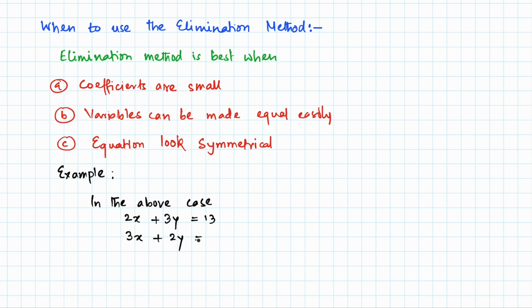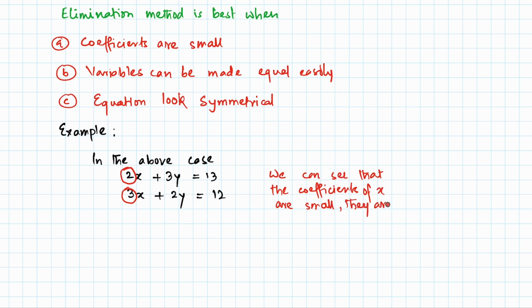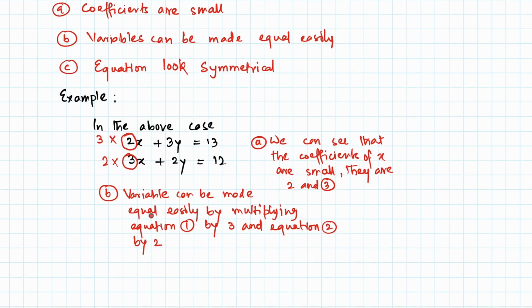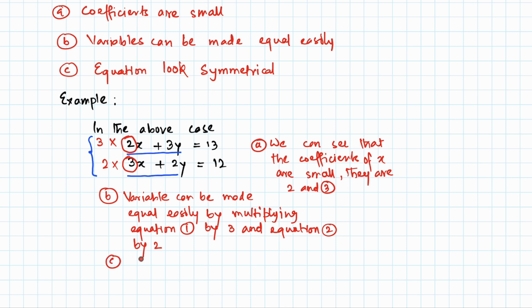Example. The above case, the example that we have taken, 2x plus 3y equal to 13 and 3x plus 2y equal to 12. We are eliminating x. What are the coefficients? 2 and 3. These coefficients are small, so we can use this elimination method. Point B, variables can be made equal easily. How? This can be made equal easily by multiplying equation 1 by 3 and equation 2 by 2, so that when you multiply 3 with the first one it becomes 6x, and the second one becomes 6x. Very simple, easy to multiply. So again we can use the elimination method.